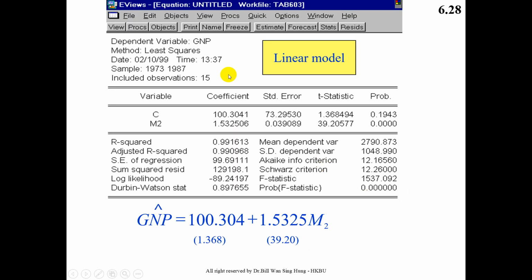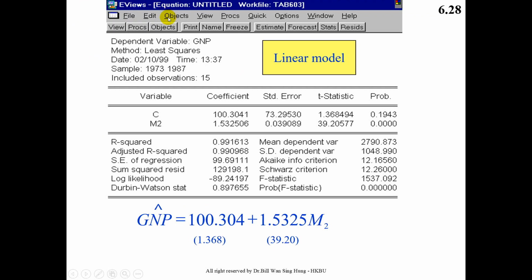Here is the software output, the eViews output of the linear model, where the dependent variable is GNP, and the independent variable is money supply M2. This is the coefficient of the constant. This is the coefficient of money supply. These are the standard errors, t statistics, and p values.